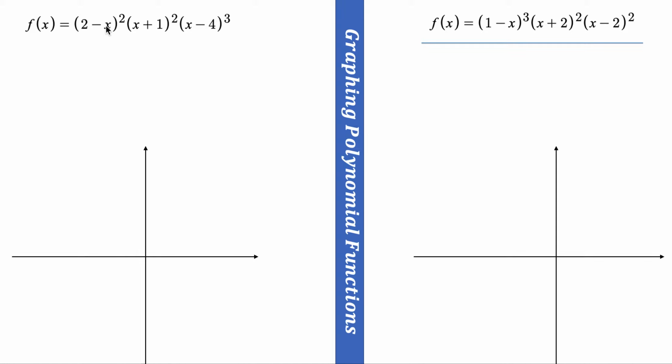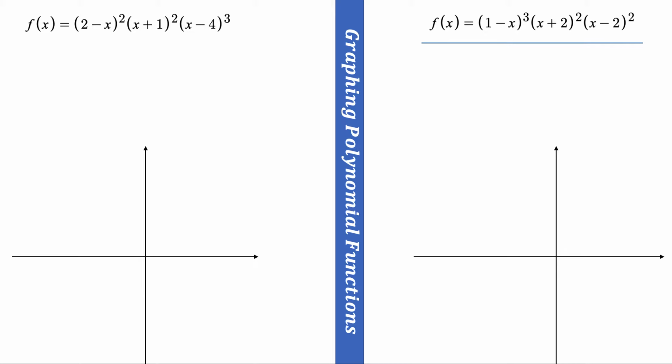There is a minus in front of the variable, but because it's an even degree, the leading coefficient is going to be positive. And here the variable is positive, so the leading coefficient is positive. And the third one, the leading coefficient is positive. So the leading coefficient is positive and the degree is odd. 3 plus 2 is 5, plus 2 is 7. So the degree is odd and the leading coefficient is positive.